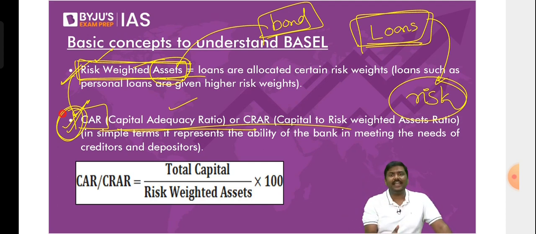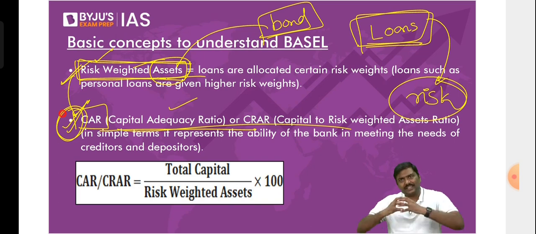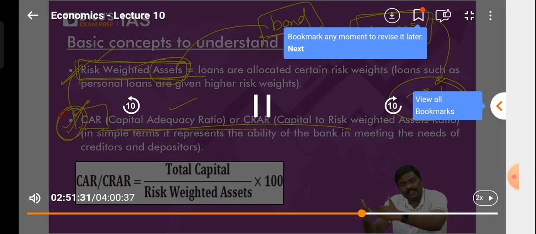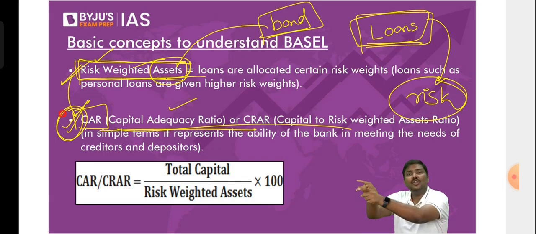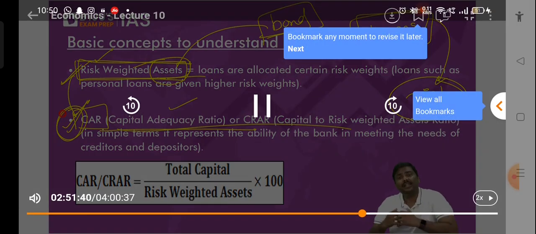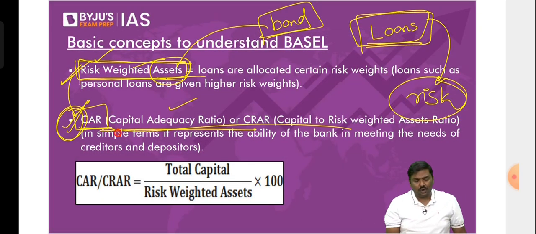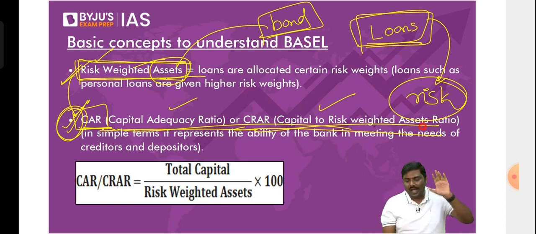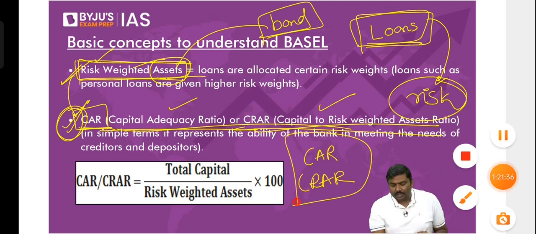I'll repeat the statement. It is representing how much capital the banks should maintain in order to absorb the losses. Why will they incur losses? Because they're taking a risk. When they take a risk, losses will happen, and to absorb the losses, how much capital you should maintain, that is called the capital adequacy ratio, or capital to risk weighted assets ratio. CAR or CRAR, capital to risk weighted assets ratio.